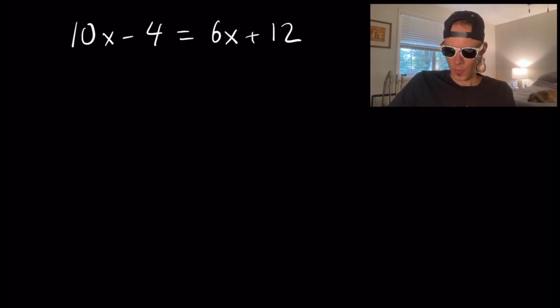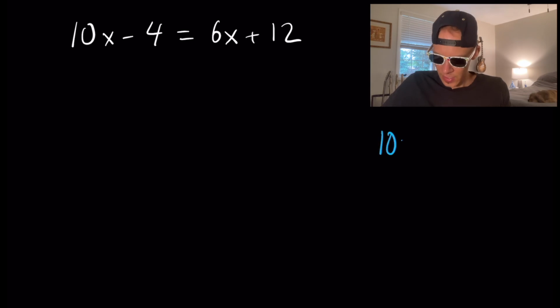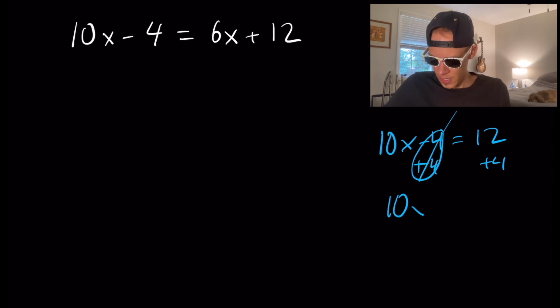So one thing that I want to draw your attention to is, let's say we just had 10x minus 4 equals 12. Well, again, we want to get rid of this 10 and we want to get rid of this minus 4. We undo the minus 4 first by adding 4 to both sides. Those will cancel, so we'll have 10x equals 12 plus 4.